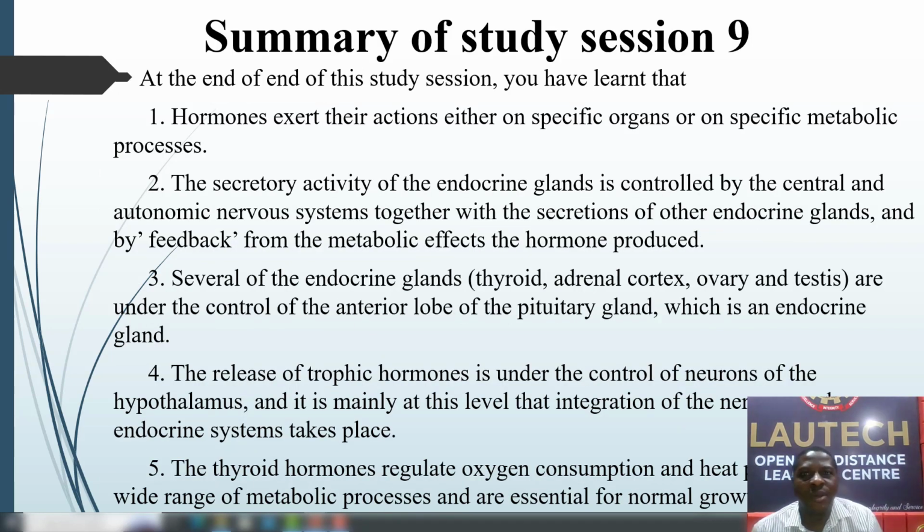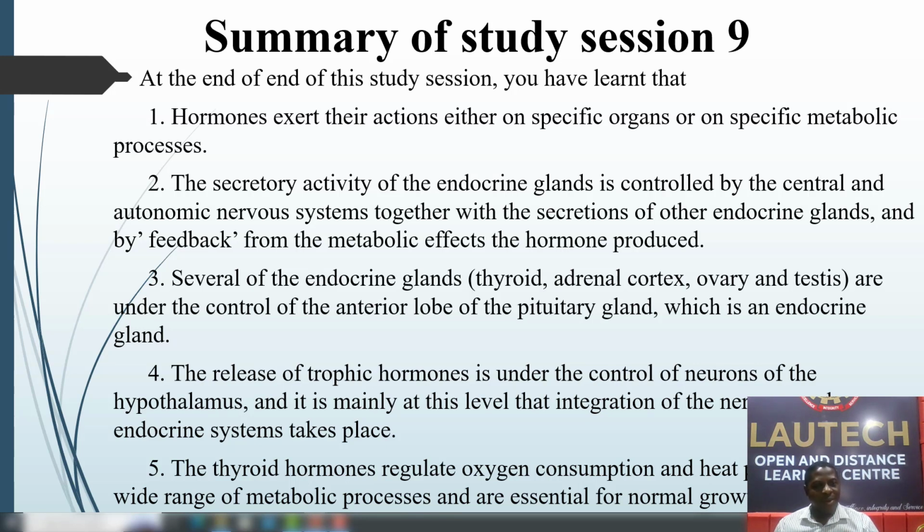So, in summary, I want to believe that we've been able to learn that hormones exert their actions either on specific organs or on specific metabolic processes. The secretion and the secretory activities of the endocrine gland is controlled by the central and autonomic nervous system together with the secretion of other endocrine glands and by feedback from the metabolic effect of hormones produced.